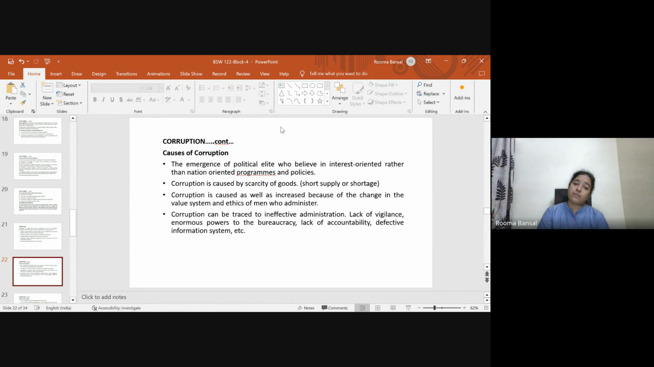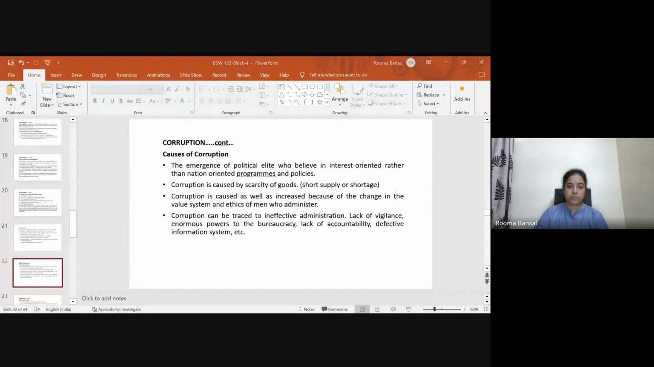Next, corruption can be traced to ineffective administration, lack of vigilance, enormous power to the bureaucracy, lack of accountability, and defective information system. These things are also the cause of corruption.